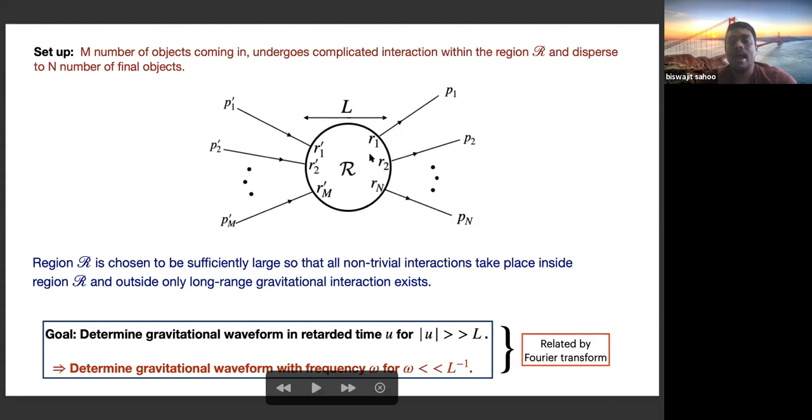So this is our goal, and the region R we will choose such that all the complicated strong forces or interactions are happening inside region R, and outside only long range gravitational force is present. And this can be chosen for a special case, say consider a black hole merger problem. We can choose that after the time when the kinetic energy is greater than the potential energy, that sets up the scale, that is when we can consider the interaction strength to be small, and that can set up the length scale L.